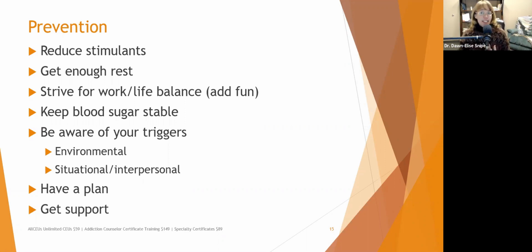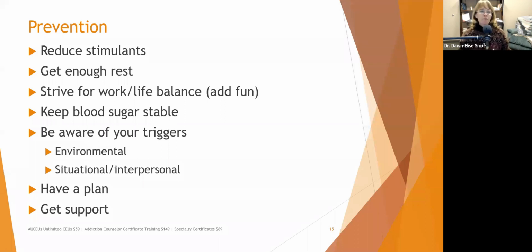Get enough rest. It's easier to deal with life on life's terms when we are not exhausted, when we are able to think clearly. Additionally, if we've got enough rest, then we're probably not living on caffeine, which is a stimulant, in order to get us through the day. So rest is a good thing.